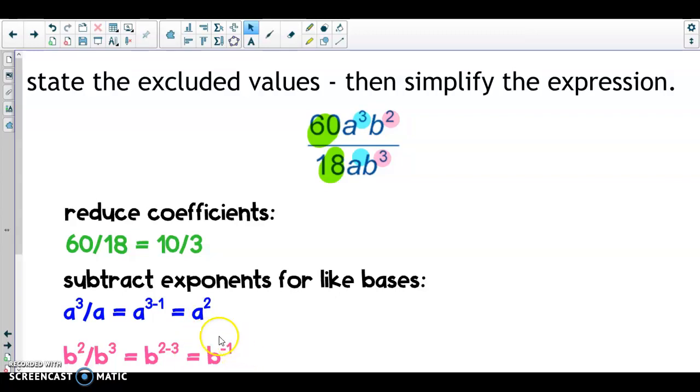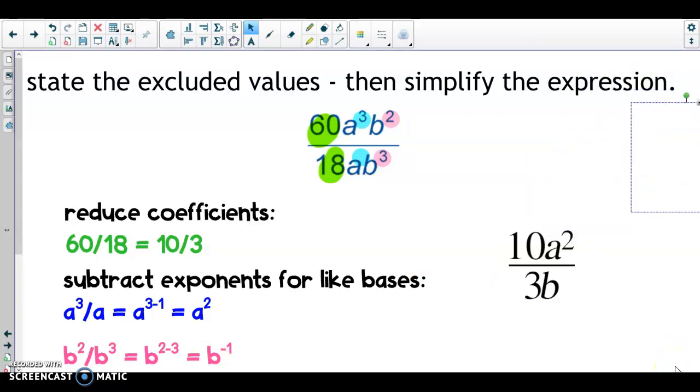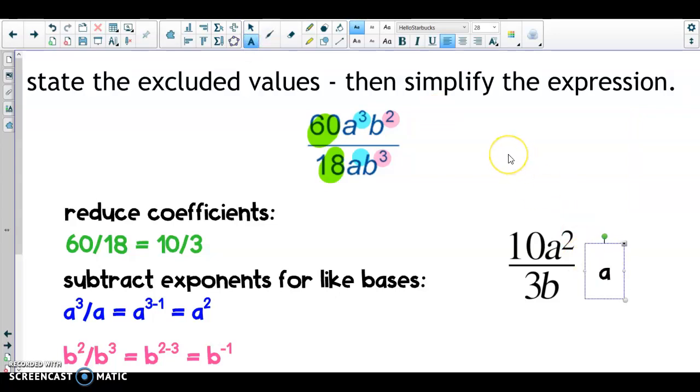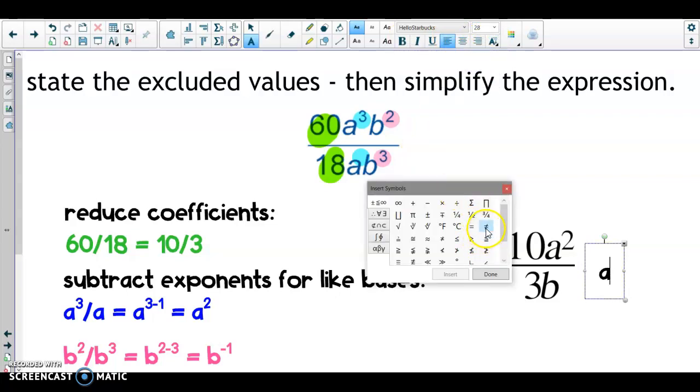So we should be thinking that we're going to move this b term to the denominator because of the negative exponent. In the numerator, I have a 10 and an a squared. And then in the denominator, I have a 3, and next to that, I'll write the b. So the final expression will look like 10a squared over 3b. And again, we should remember to put our excluded values next to it. So a cannot equal 0 and b cannot equal 0 will be the two pieces that we'll add here.